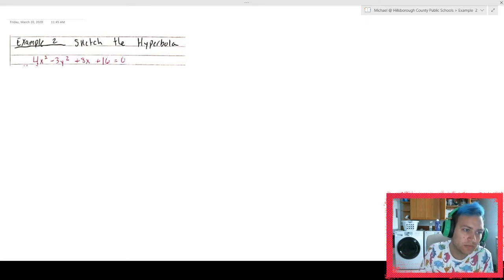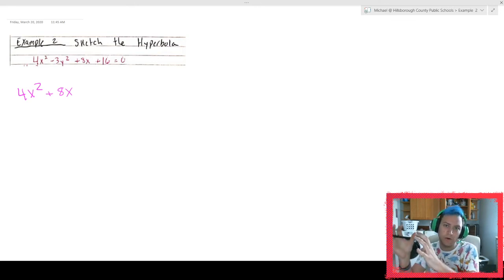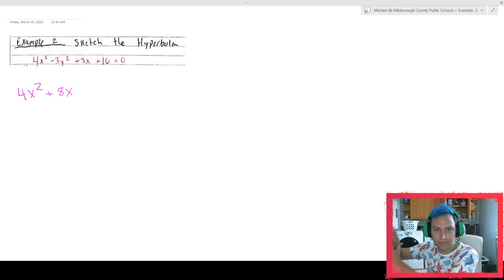So when we go to do this, remember that we're going to set up our completing the square problem. So we're going to organize all our stuff into the proper order. So I want my x's to come first. So 4x squared, and then plus 8x. When I say proper order, what I mean is we're putting our x's together, we're putting our y's together, and then we're going to put our constant on the other side of the equal sign by itself.